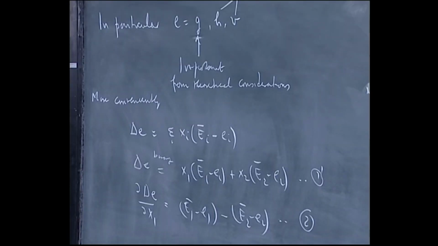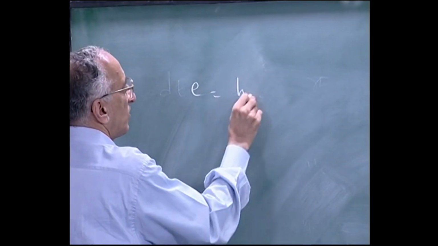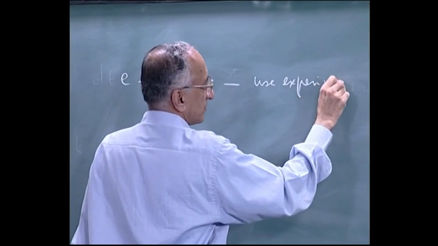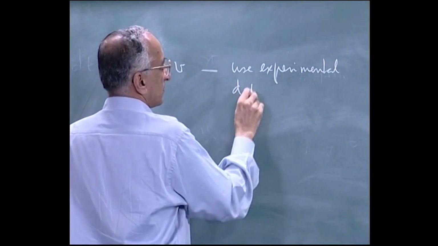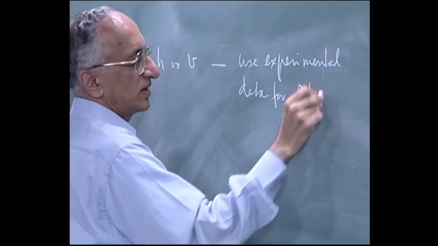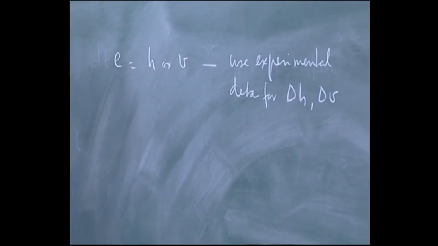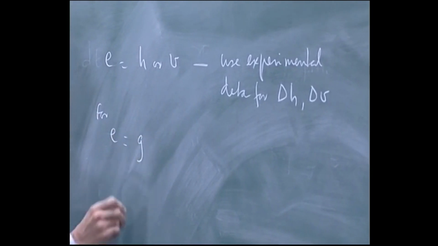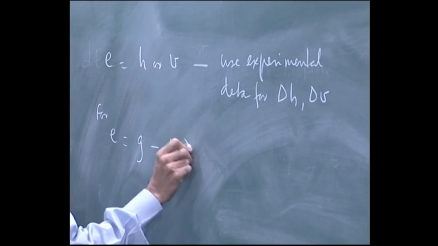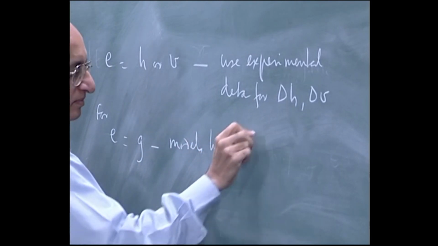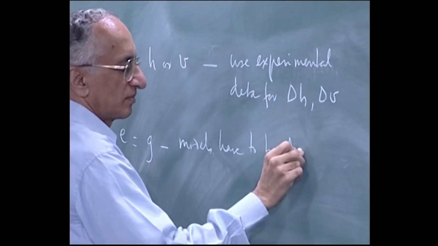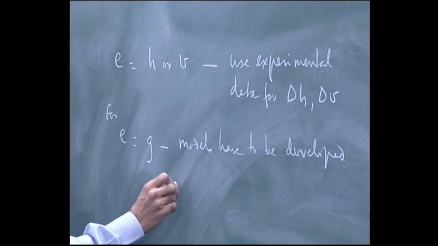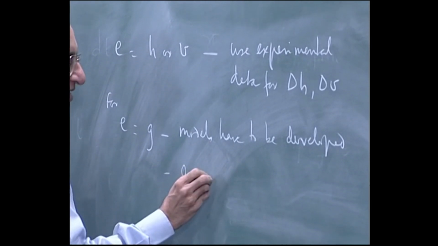In the case of H and V, I will say for E equal to H or V, use experimental data for delta H, delta V. For E equal to G, models have to be developed. We have exactly one model, one ingenious model.